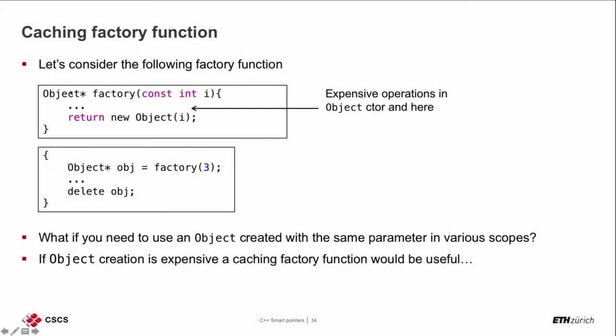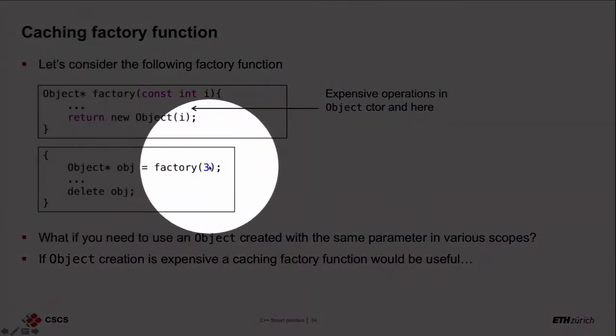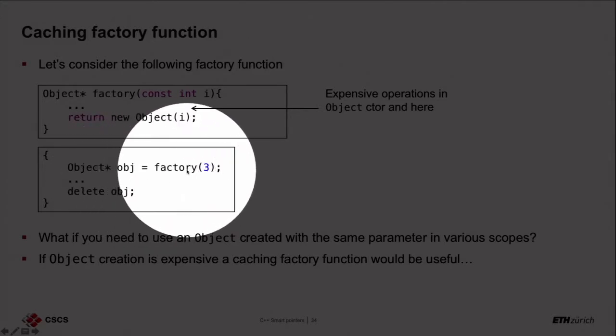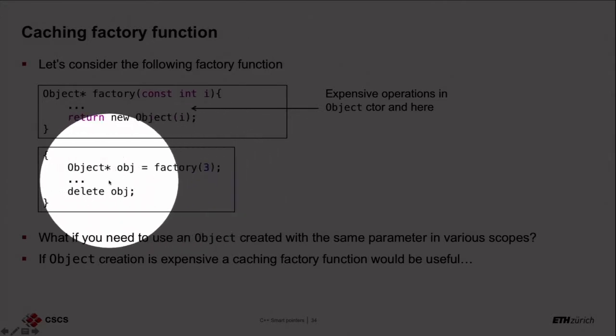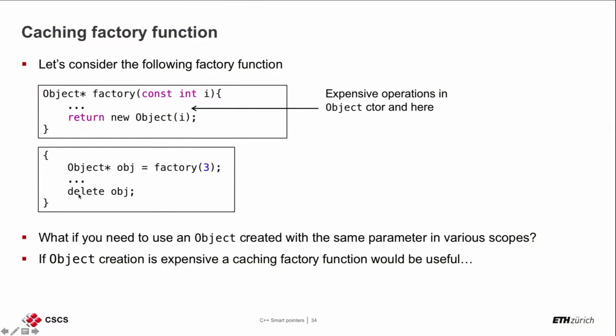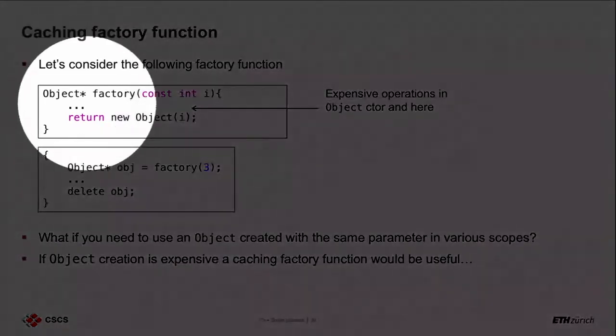So you have to call this factory function in your code, and you do something like this. You can create, for example, an object obj with this input parameter. At the end of the usage of this object, of course, you will have to delete it. Let's assume, as I said, that here you're doing some very expensive calculation, or computations in general, to create this new object. So what if you need to use an object in different parts of your code? Let's say that you have to call this function for the same input parameter set in different scopes of your code, so that every time you have to wait for all this computational operation to be performed in order to have this object.